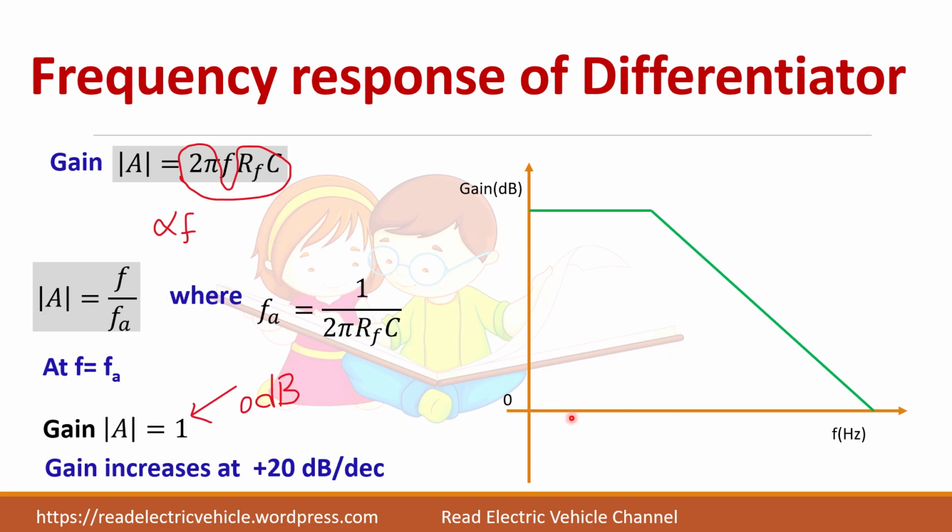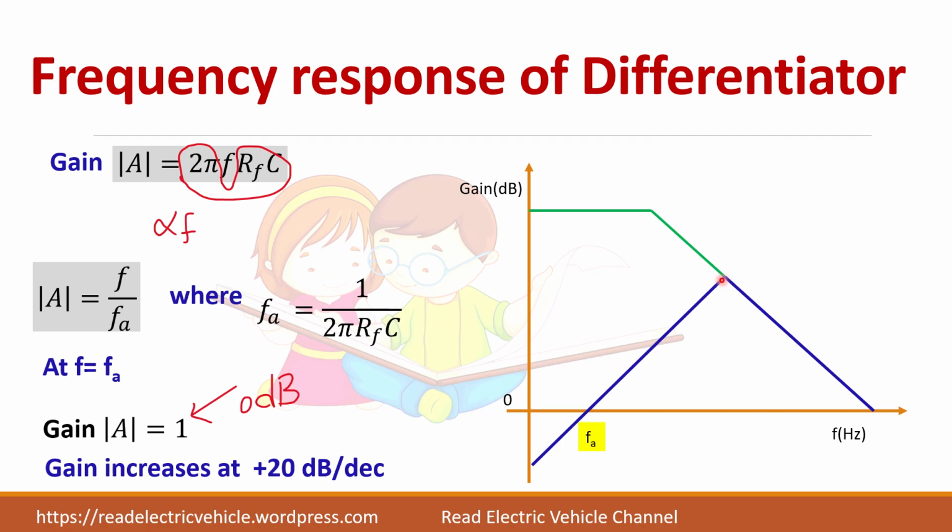Okay. So let us mark the frequency here. So this is one pole. So its gain is going to increase at plus 20 dB per decade. So at FA, this frequency, the gain is equal to 1. It means that it is the 0 dB line. And the gain increases continuously, because gain is directly proportional to frequency. But this is limited by the open loop response of the op-amp.